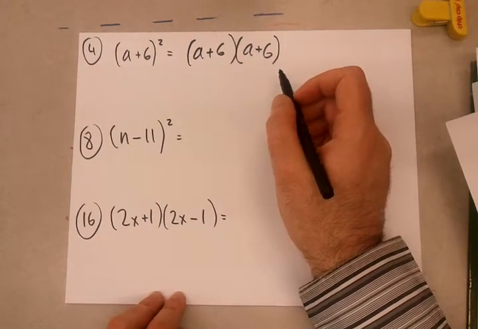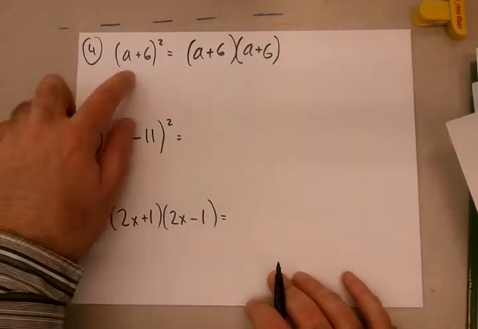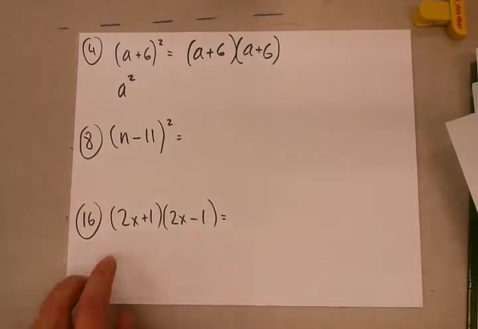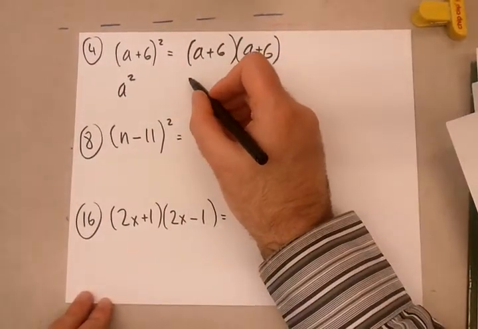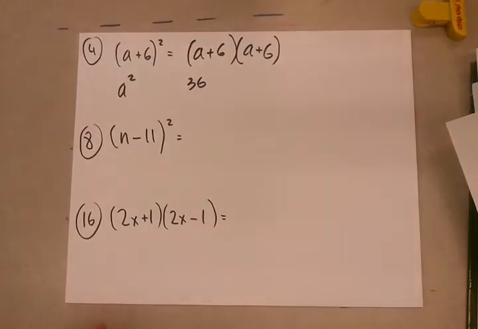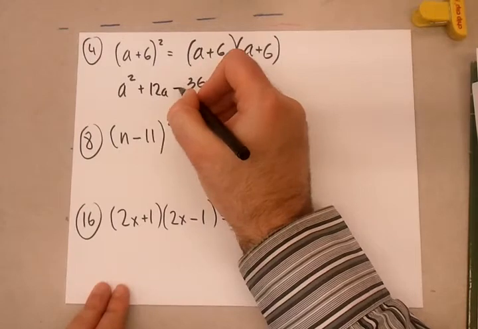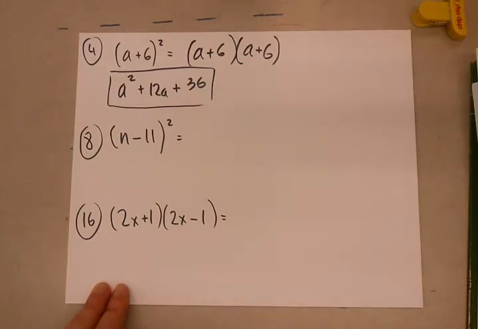So the shortcut for this particular special case, where you have a binomial taken to the second power, is, first step, square the first term, which is a, so that's going to be a squared. Square the second term, which is 6, so 6 squared is 36. And then take the two terms, multiply them together, and then double them. So a times 6 is 6a, double that, 12a. And they're all positive. And that's it. That's the answer. As simple as that. So you don't need to FOIL it or table method it.